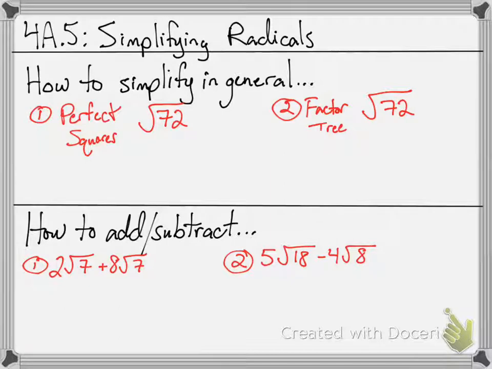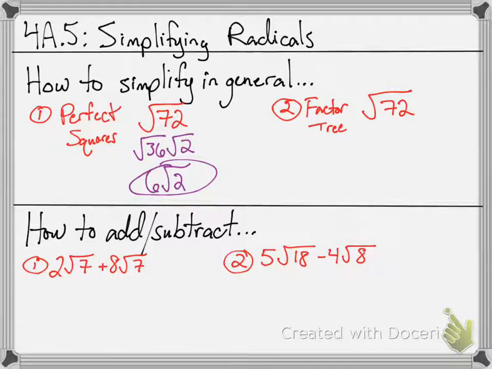So 72, if we try to break that down, that actually breaks down into 36 times 2. So what I can do is I can rewrite this. Square root of 72 is the same thing as the square root of 36 times the square root of 2. Well, I know the square root of 36, based on my knowledge of perfect squares, is 6. Square root of 2 I can't do anything with, and there's no other way to really break 2 down other than an infinite series of 1s and 2s. Square root of 72 would be the same as 6 square root 2. That's how I can break it down using my knowledge of perfect squares.